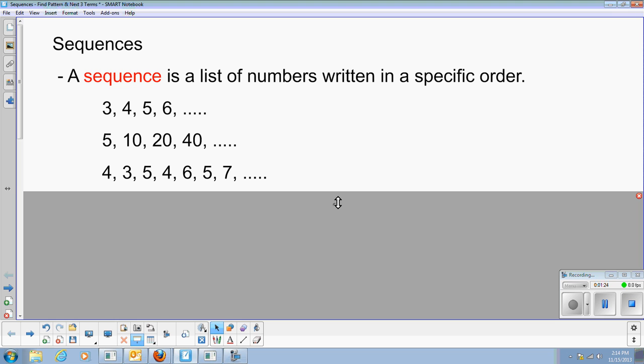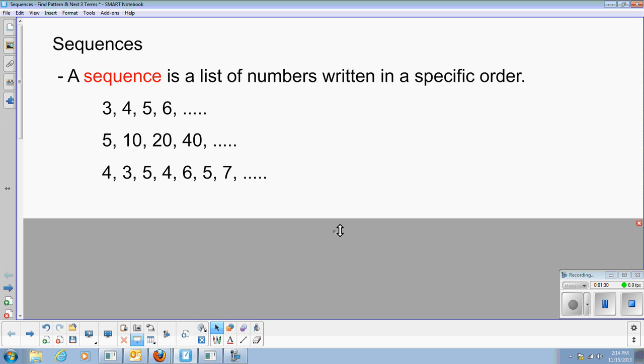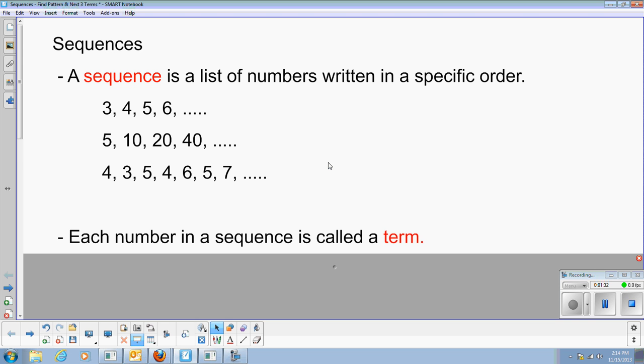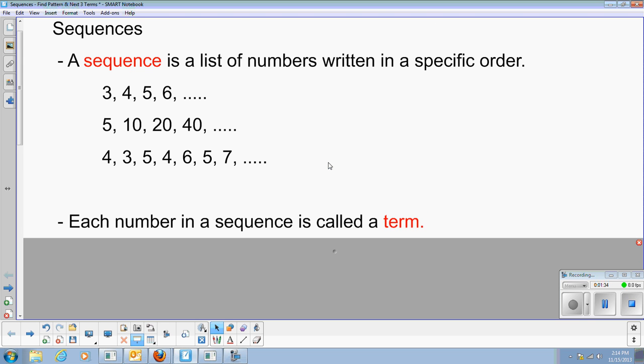All three of these have a list of numbers written in a specific order, and they do have a pattern as to how they're created. We'll take a look back at these patterns in just a little bit. Anytime you're working with a sequence, each number is called a term. Each number in a sequence is called a term.